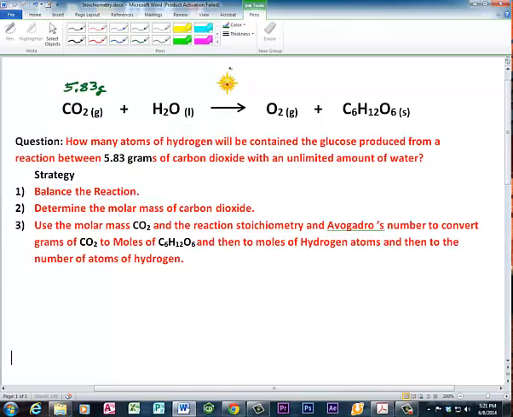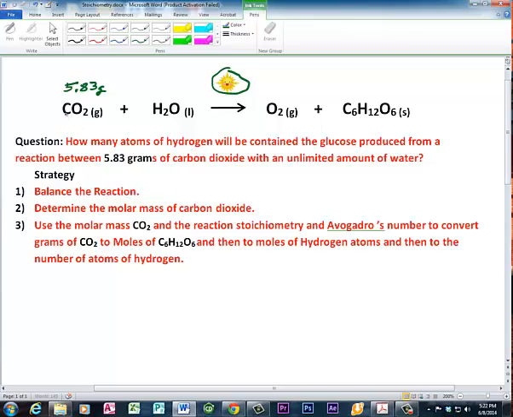And of course, we've got the sun sitting up here because photosynthesis requires sunlight to energize this reaction. This reaction does not happen spontaneously without a source of energy, and photosynthesis uses the energy of the sun to do this. Now, in order to do any computation, reaction stoichiometry, you have to have a balanced chemical reaction. So let's go ahead and balance this chemical reaction.